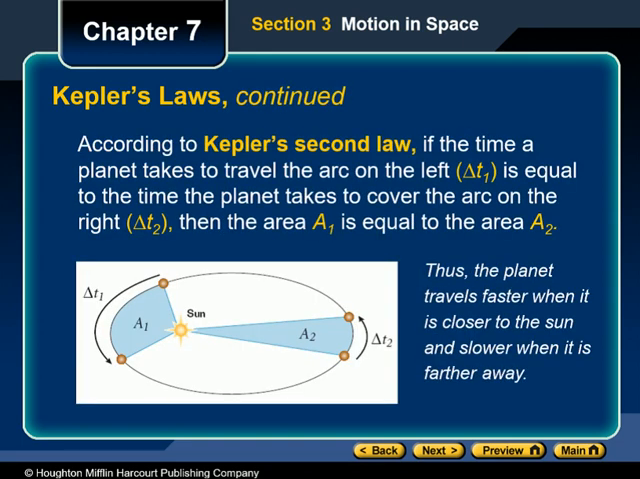Kepler's second law states that an imaginary line from the Sun to any planet sweeps out equal areas in equal times, as is shown on the screen here. In other words, if the time a planet takes to travel the arc on the left, delta t1, is equal to the time the planet takes to cover the arc on the right, delta t2, then the area A1 is equal to the area A2. It is easy to see from this figure that planets travel faster when they are closer to the Sun.